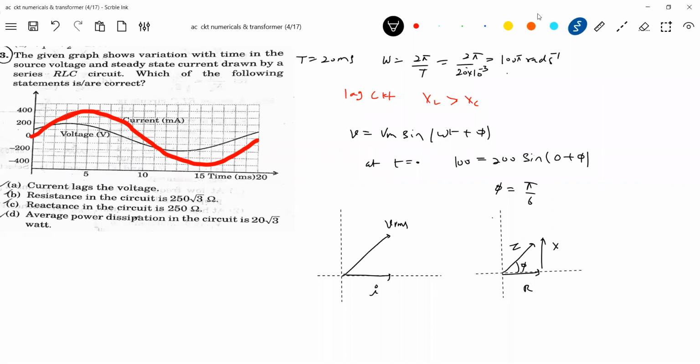So again, what is R? We know the phase angle. Can we calculate the impedance of the circuit? Impedance is what? VRMS by IRMS. We know VM and we know IM also. So impedance, I can write as VRMS by IRMS or VM by IM. Then if I know impedance, can I bring R? R is Z cos phi. And what about reactance? Z sin phi.